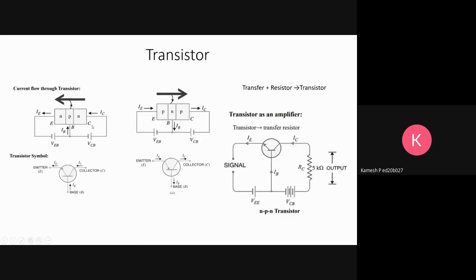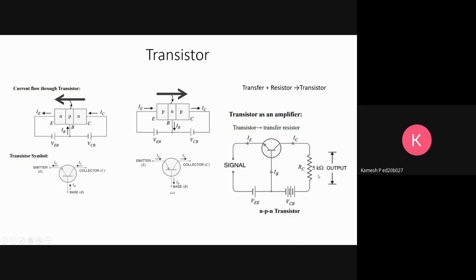So here, this is the NPN and this is the PNP transistor. You can see the current flow in it, and then this is the symbol for NPN, and this is the symbol for PNP. You can see that in NPN, the symbol arrow mark goes outside, and in PNP it comes inside through the base.